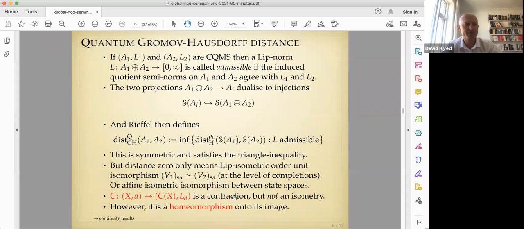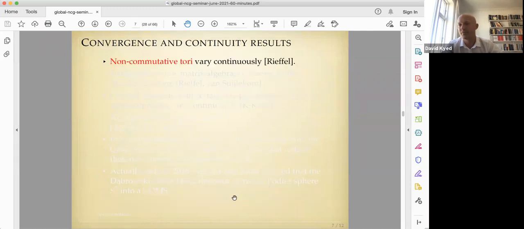I would like at this point to also give you a flavor of what can be proven with this quantum Gromov-Hausdorff distance. So one of the early results of the theory is that if you take your favorite example of a non-commutative space, namely the non-commutative torus or the irrational rotation algebra, it does have a natural structure of quantum metric space. And with that structure, if you vary the deformation parameter theta, then the corresponding spaces will vary continuously.